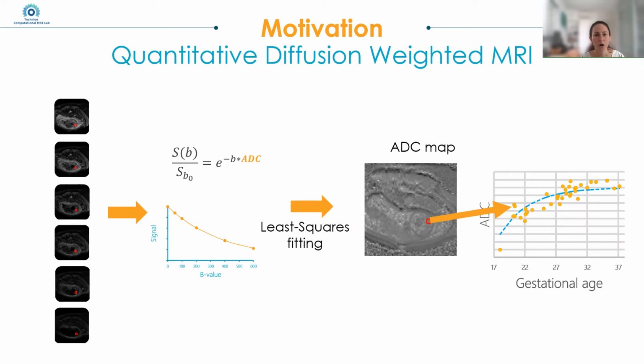The clinical goal is to assess fetal lung maturation using quantitative diffusion-weighted MRI. The ADC is quantified per voxel by linear least squares regression to create an ADC map. Then, the averaged ADC in the lung can indicate the fetus's gestational age according to a saturation exponential model.